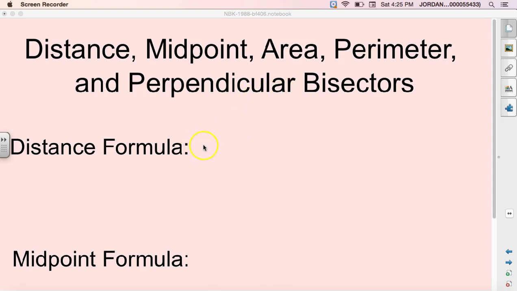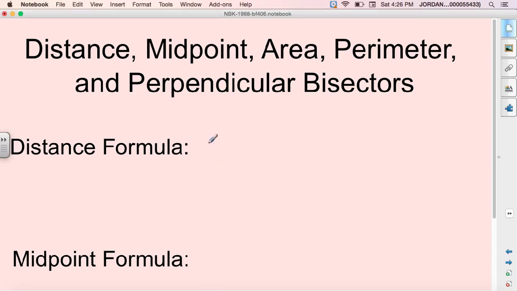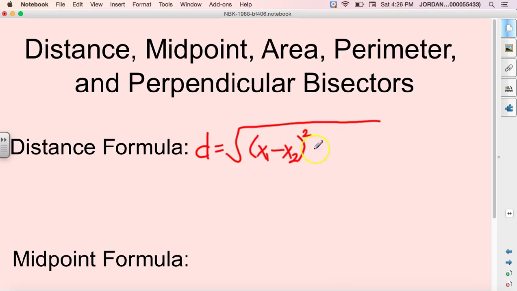The distance formula is just a formula that tells us the distance between 2 points. So here's the actual formula. D, which is the distance between the points, is going to equal the square root of x1 minus x2, which is really just the difference between the x coordinates, and then you add the difference between the y coordinates, and you square both of them.